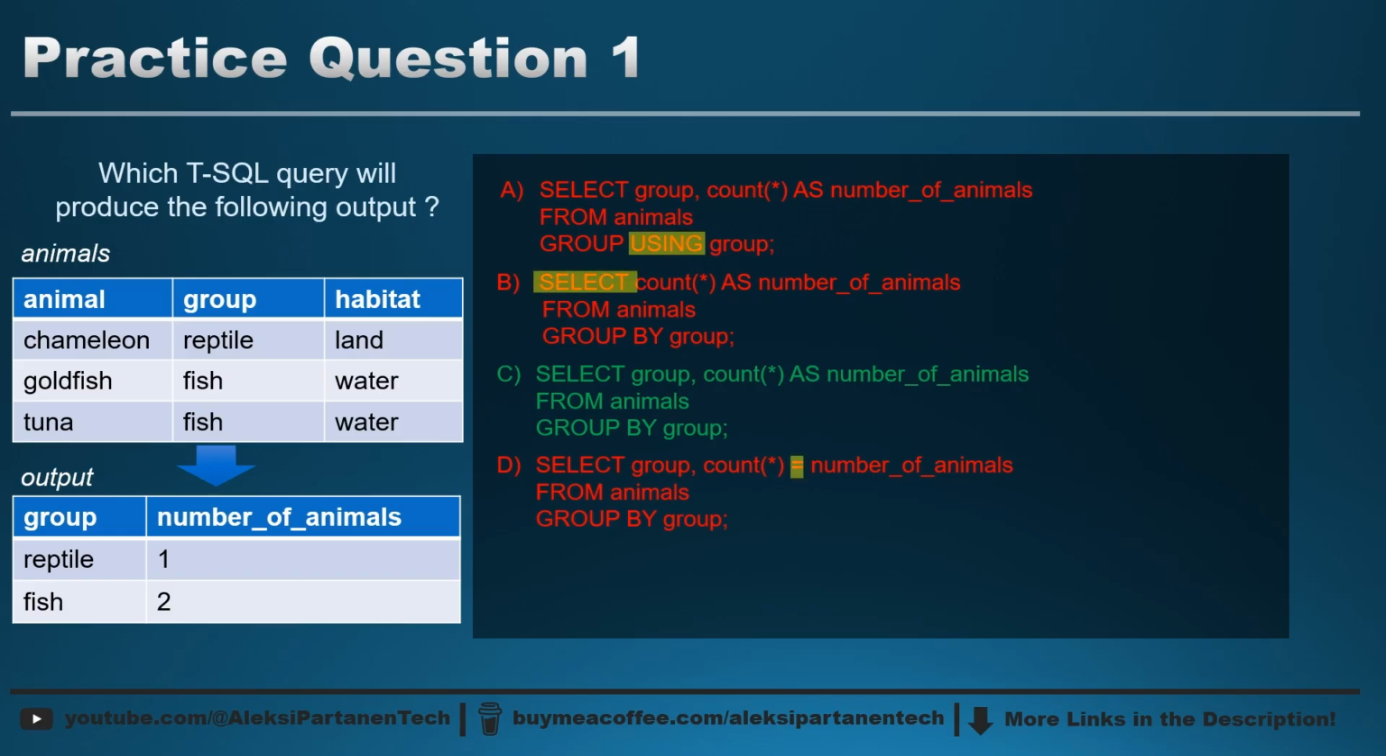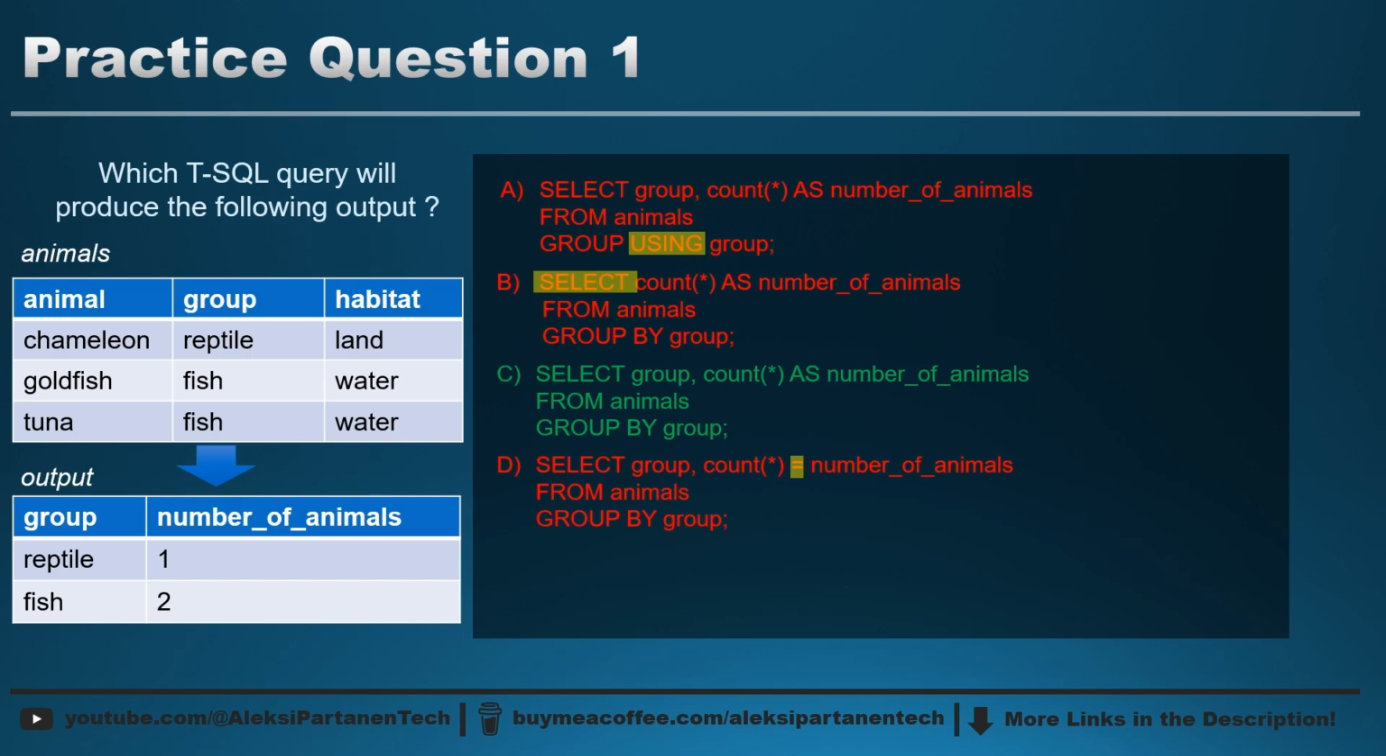In query A, we are using that group using, that is not a proper SQL syntax. So it is group by and not group using. And in query B, the problem is that we are only selecting the count as number of animals, but we are not selecting the group column at all. And in query D, we are using this equal sign instead of AS. That is the proper SQL syntax way of saying that we want the count as number of animals and not count equals number of animals.